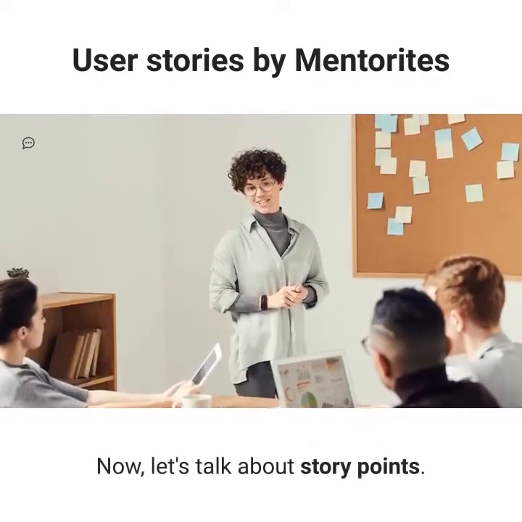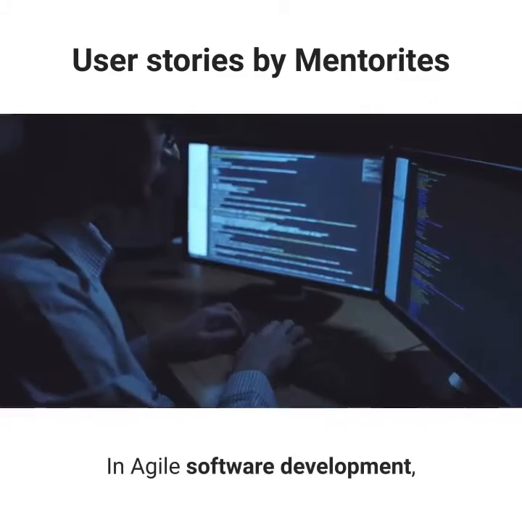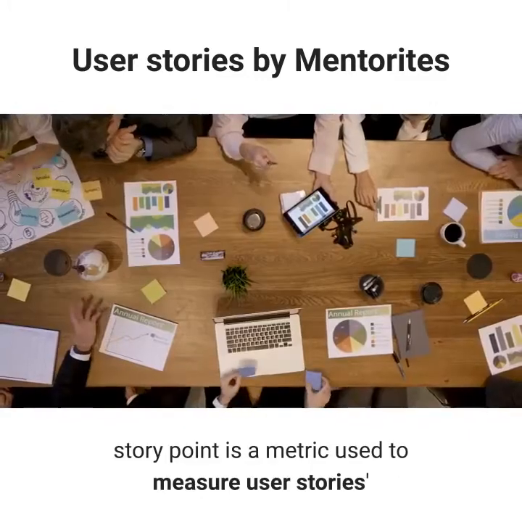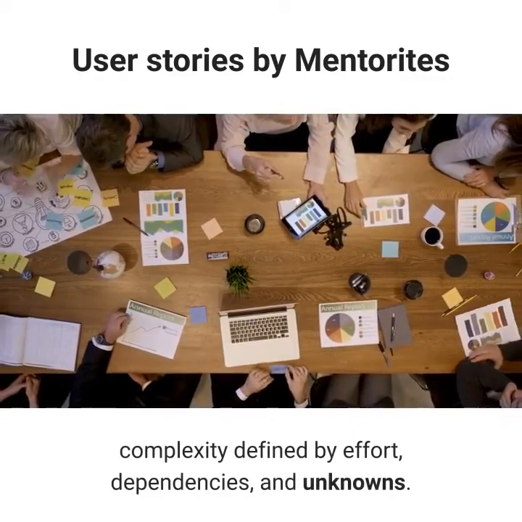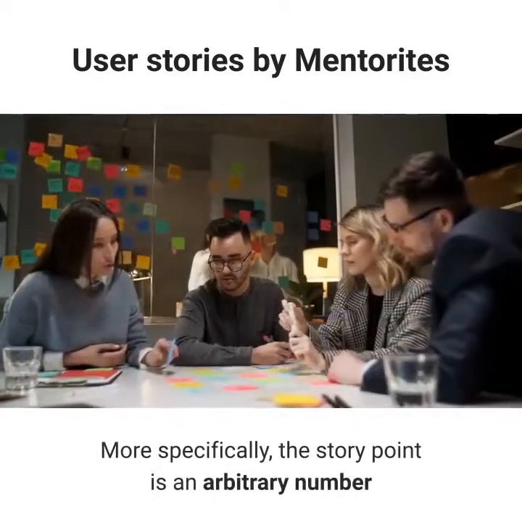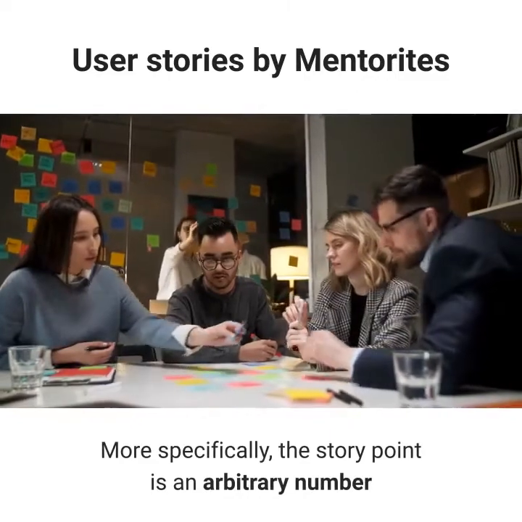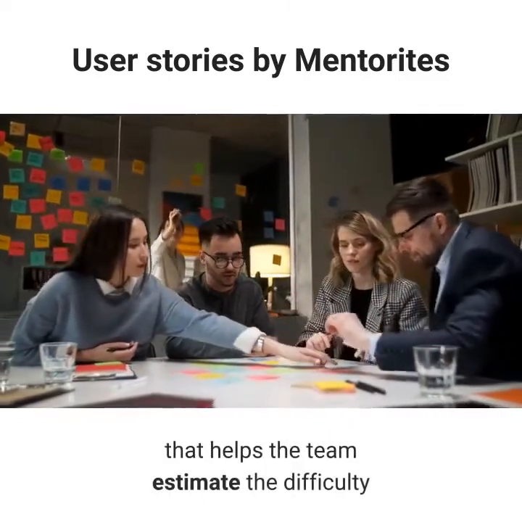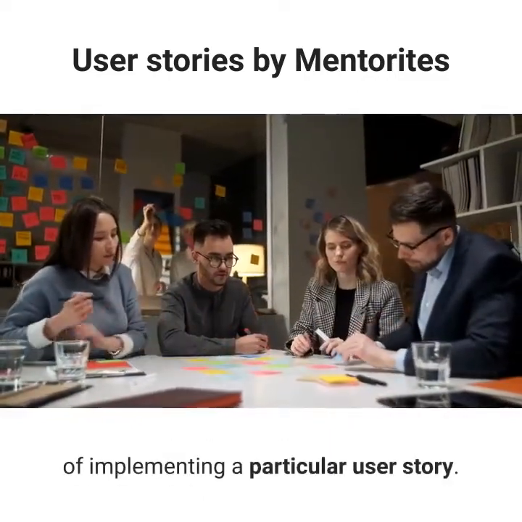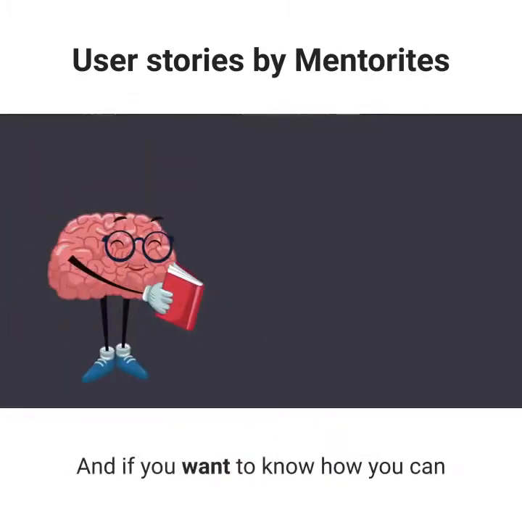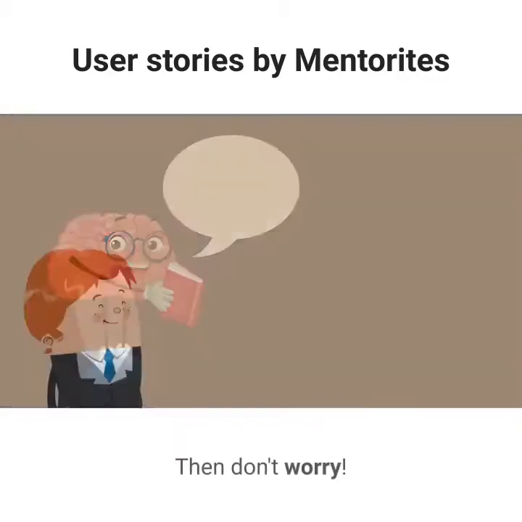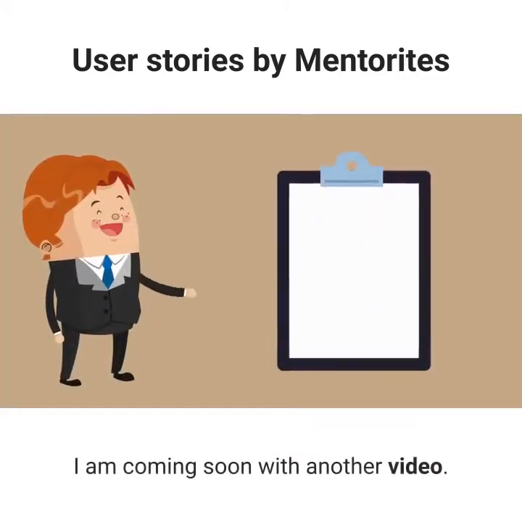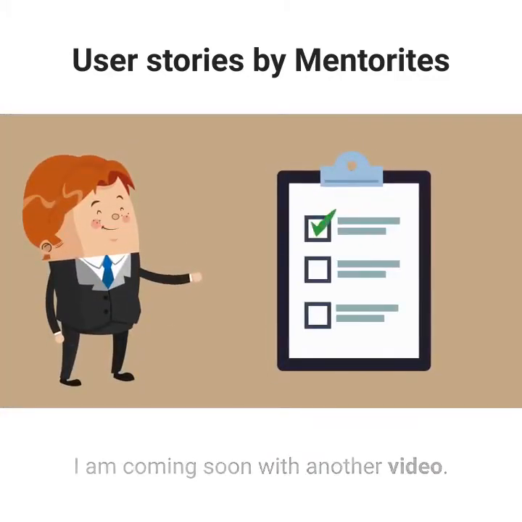Now, let's talk about story points. In Agile software development, a story point is a metric used to measure user stories' complexity defined by effort, dependencies, and unknowns. More specifically, the story point is an arbitrary number that helps the team estimate the difficulty of implementing a particular user story. And if you want to know how you can estimate the story points of a user story, then don't worry. I am coming soon with another video.